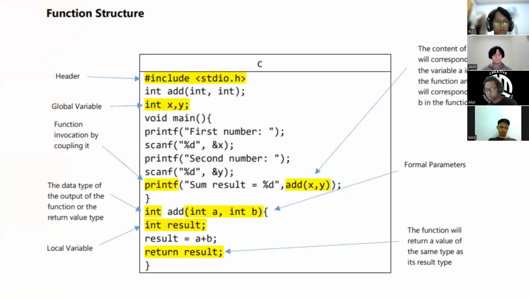Next, here we have a function structure. So we can see that we have a header which includes stdio.h, and we have global variables which are integer x and y, and we have the actual parameter, which in here is add x, y, and the formal parameter. In the function we need to add a formal parameter to declare, and we have to use an actual parameter to call that function.